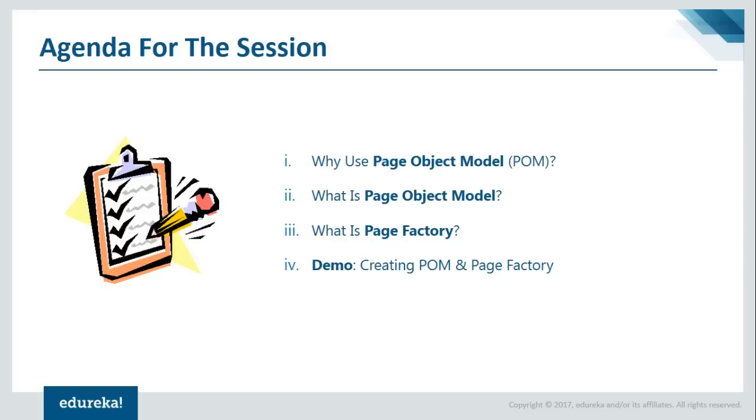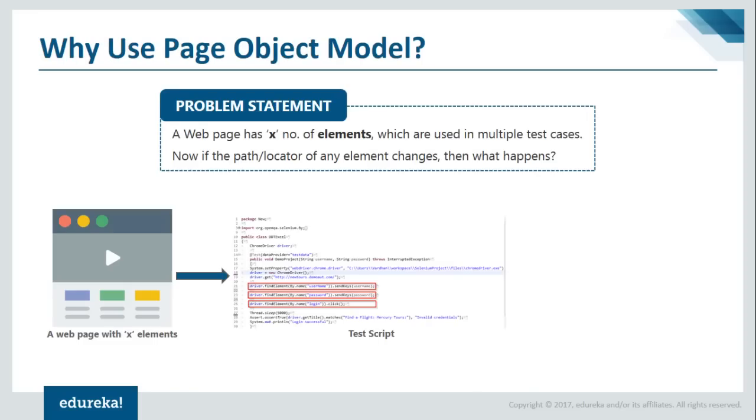I will start the session first of all with an introduction to what a page object model is. I will tell you why it's useful and how exactly it works. I will also talk about what a page factory is, and after that I will give a demonstration on both how to implement page object model using page factory and how to implement this same page object model without using page factory, right?